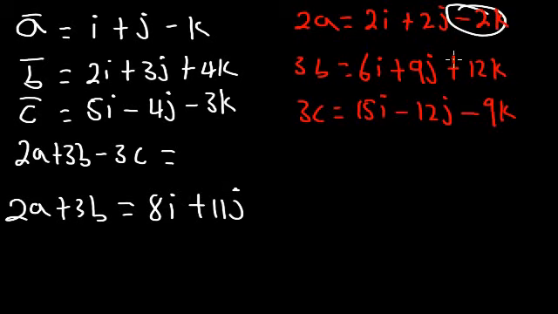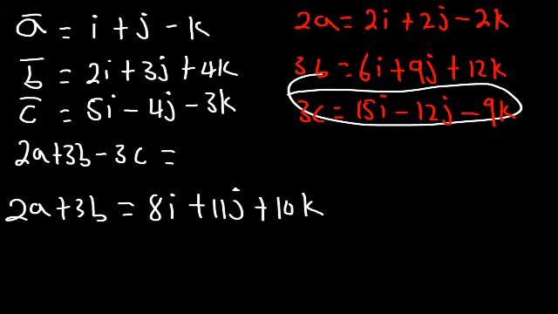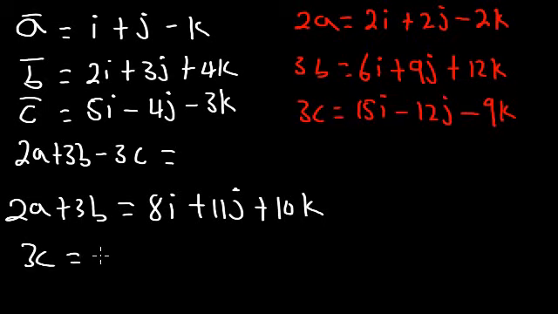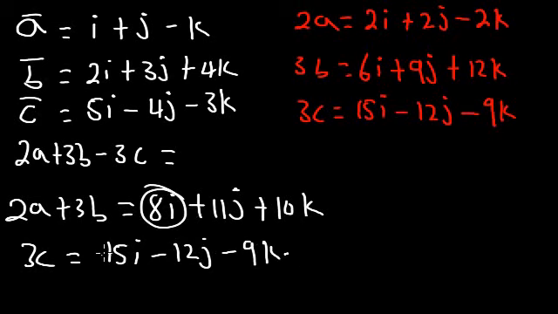Then negative 2k, positive 12k, that's going to be positive 10k. Perfect. So now I can subtract 3c from it. Okay, so 3c is equal to 15i minus 12j minus 9k. Perfect. So 8i minus 15i, the negative will affect each of these. You understand? Okay, let me just do that.